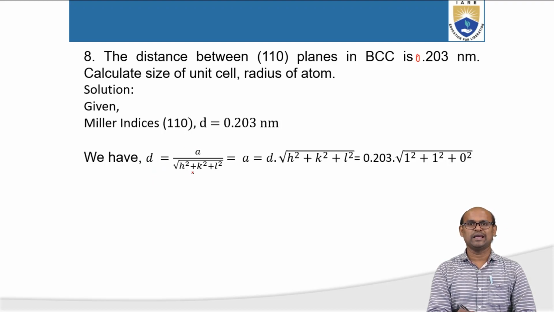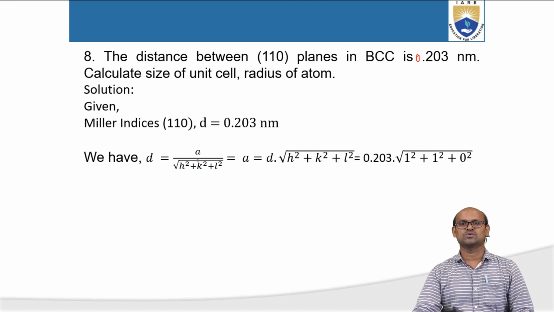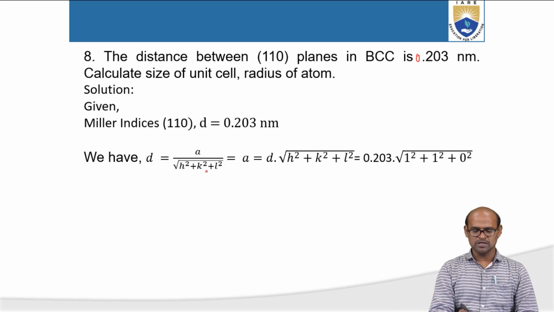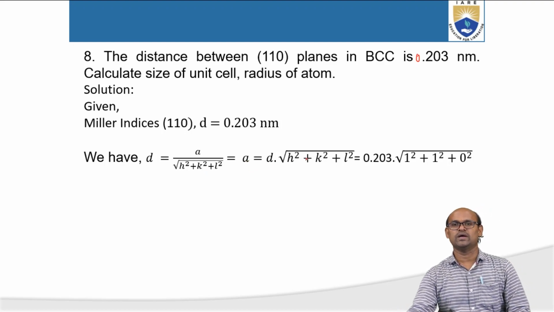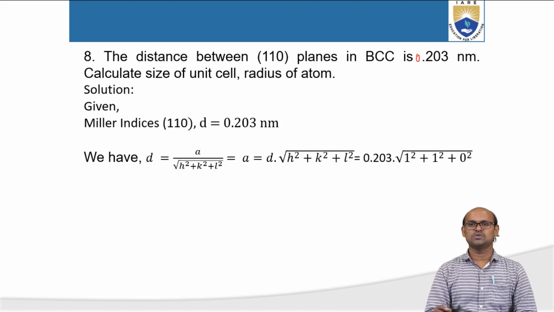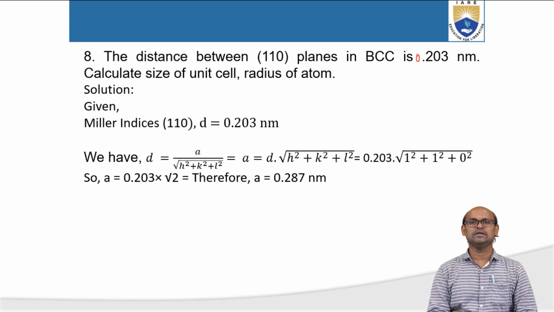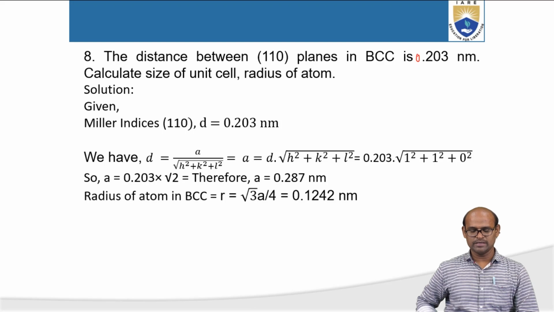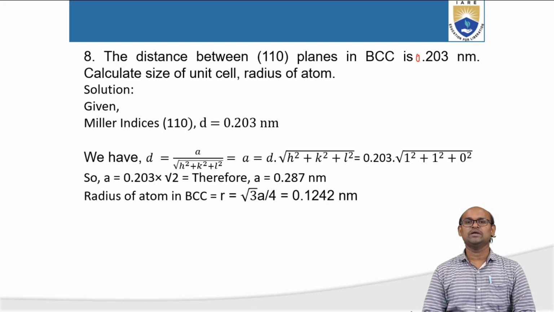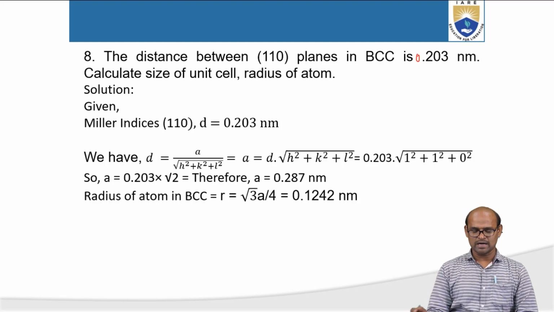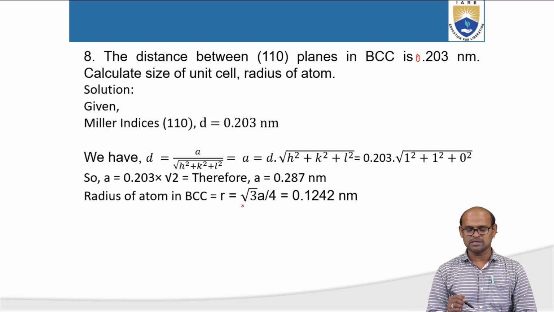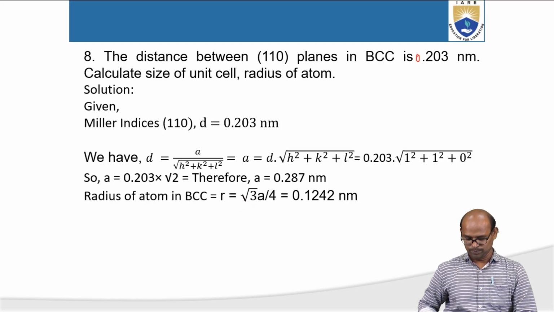the relation between d and a is d equal to a by square root of h square plus k square plus l square. From this equation you can write the equation for a, that is a equal to d into square root of h square plus k square plus l square, right? Substitute h, k, l and d, then you will find a. Once you find a, you can calculate the radius using the relation between radius and lattice parameter, and find R.